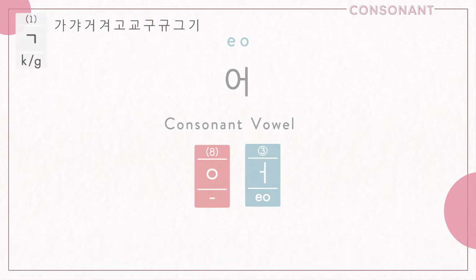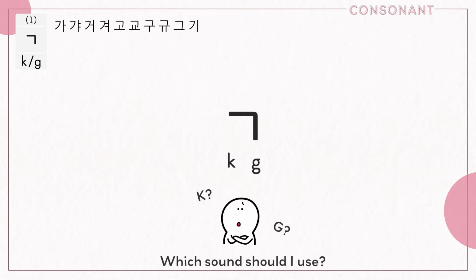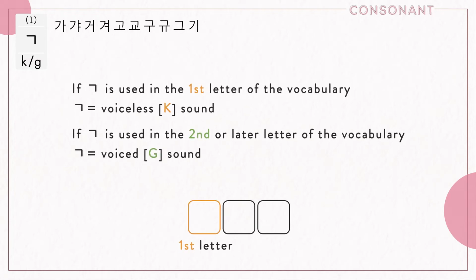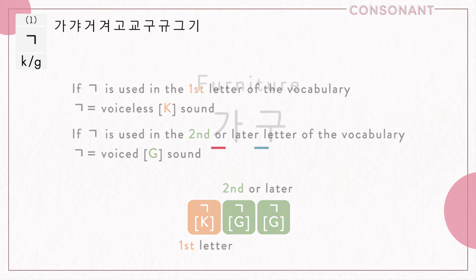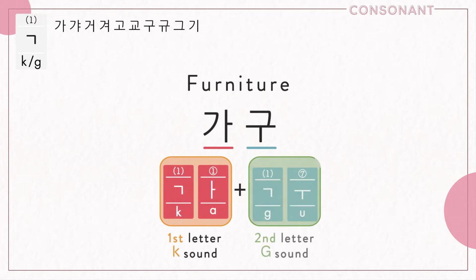Now, let's look at the consonants that have sounds. This sound has a K or G sound. I'm sure that some of you got confused to know that there are two sounds in one letter. But please think like this. If this consonant is used in the first letter of the vocabulary, it will be a voiceless K sound. But if this consonant is used in the second or later letter of the vocabulary, it will be a voiced G sound. For example, furniture, kagu, is ka plus gu, kagu, like this.